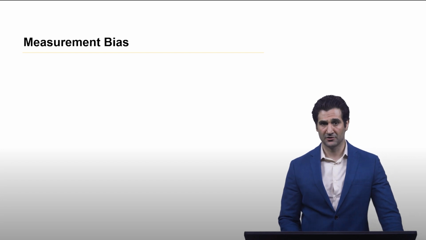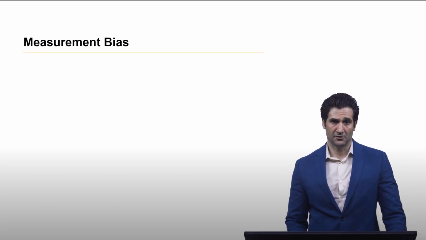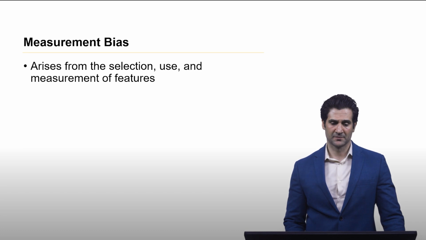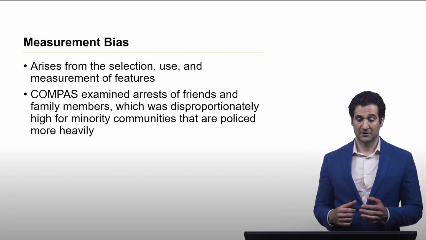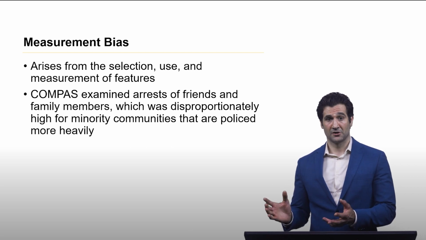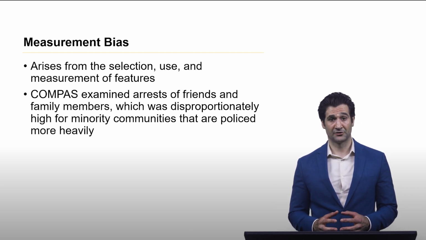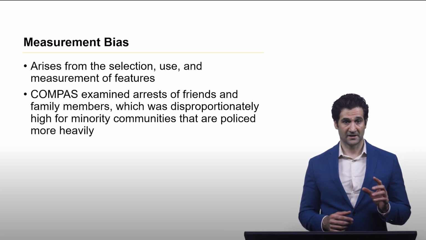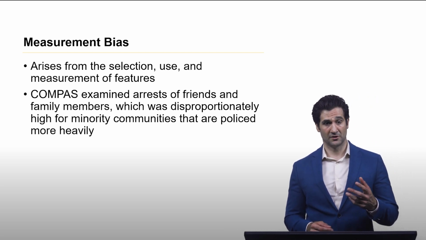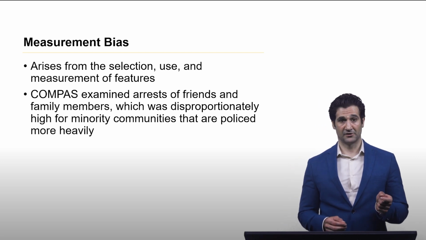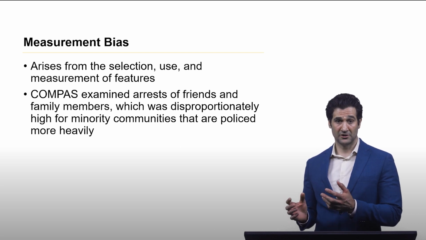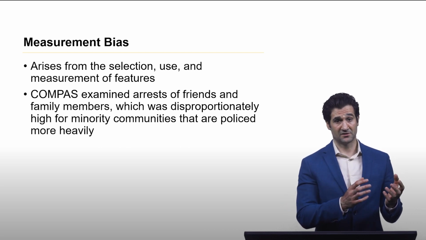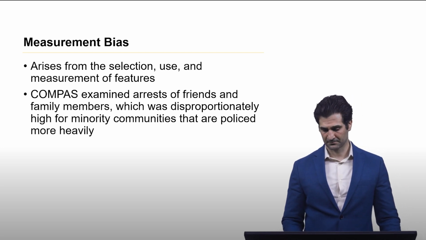Okay, so let's talk about a few different types of data to algorithm bias. First is measurement bias, and this arises from the selection, use, and measurement of the features. An example that we talked about earlier was the COMPAS software used to determine likelihood of rearrest, which leveraged features based on friends and family of the offender who had previously been arrested. This was a biased feature because individuals in certain communities had a higher likelihood of having friends and family with previous arrests.